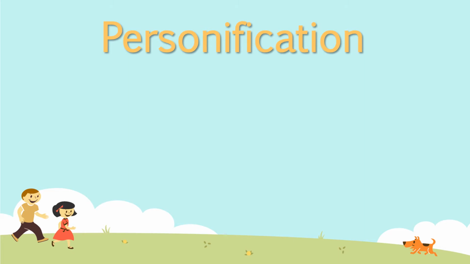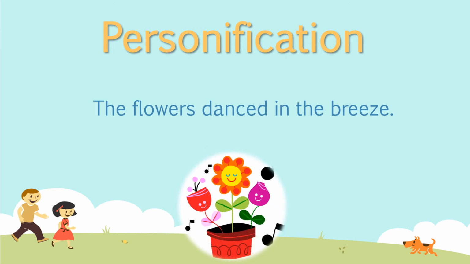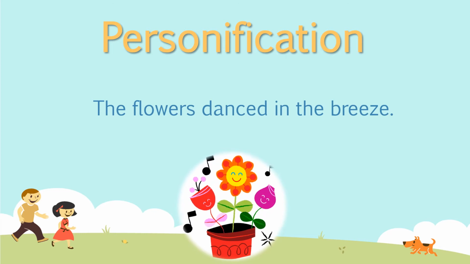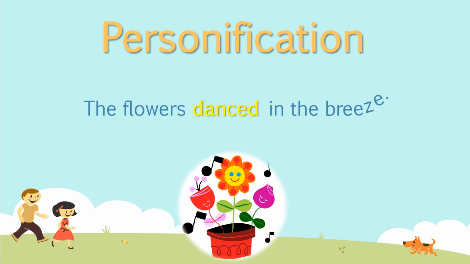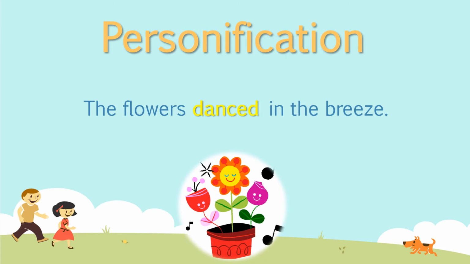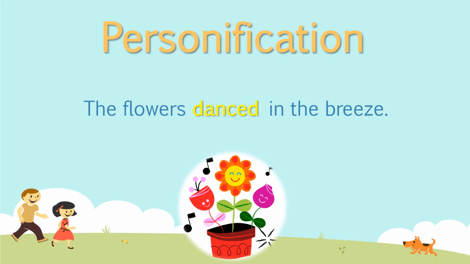Now that we have a better understanding of personification, let's have a look at this sentence. The flowers danced in the breeze. Can you pick out the human characteristic used in this sentence? If you said danced, you are absolutely correct. I have a question. Do flowers have the ability to actually dance? No, but the writer wants you to creatively express that flowers are moving rapidly because of the breeze.